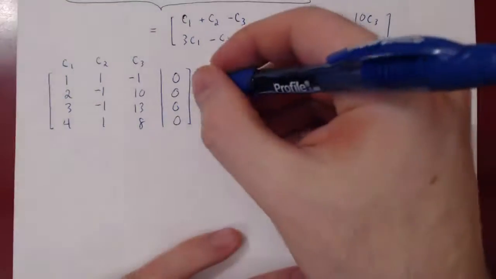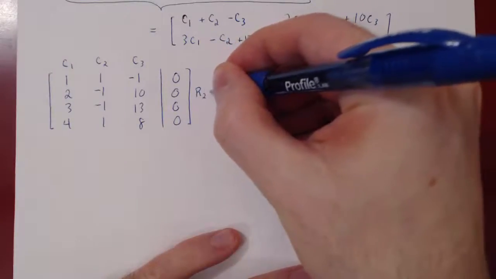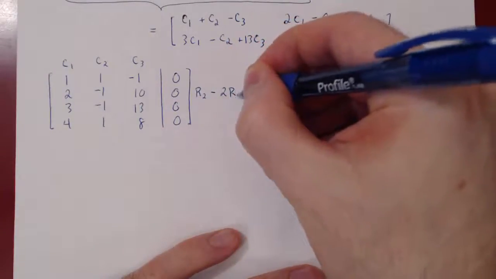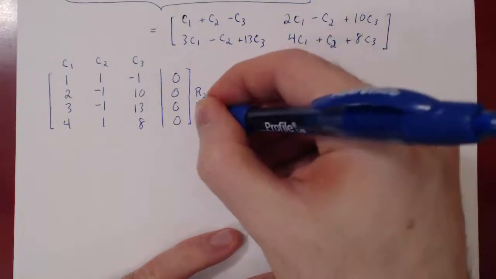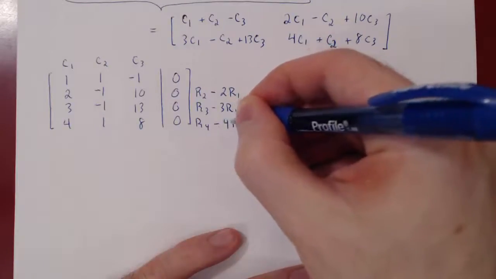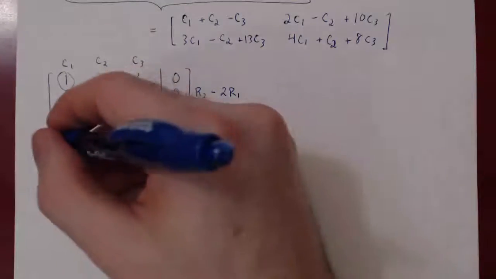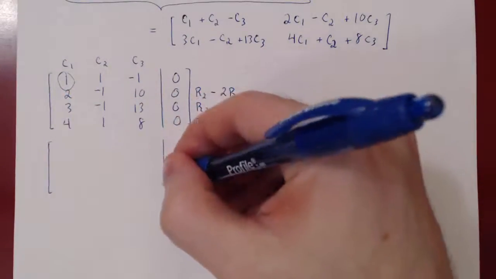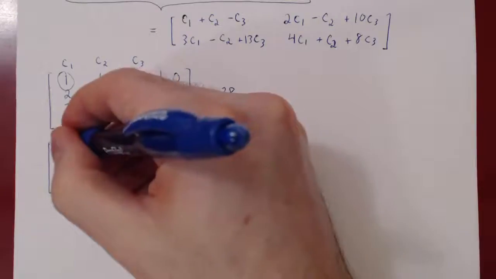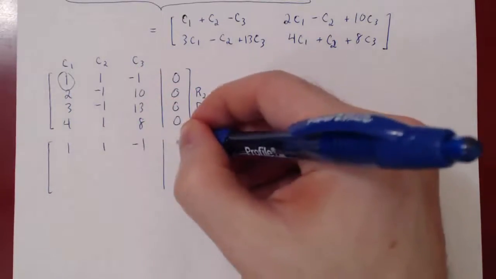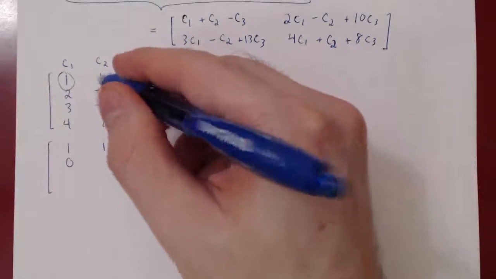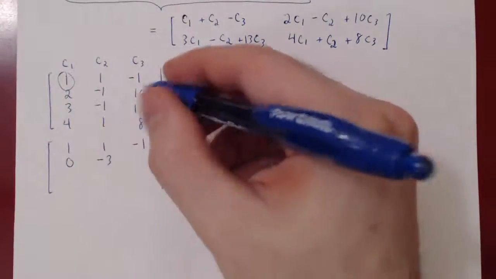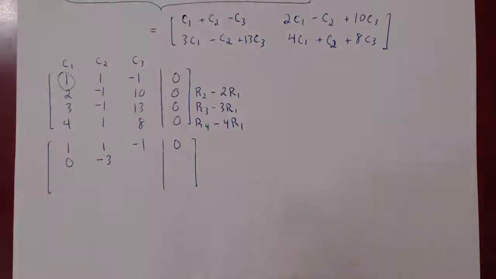So we can do row 2 minus 2 row 1, row 3 minus 3 row 1, and row 4 minus 4 row 1, as we already had a leading 1 in the top row. We copy the first row as we're not changing it. So 2 minus 2 is 0. Negative 1 minus 2 is negative 3. 10, negative 2 times negative 1 is plus 2, so 12.